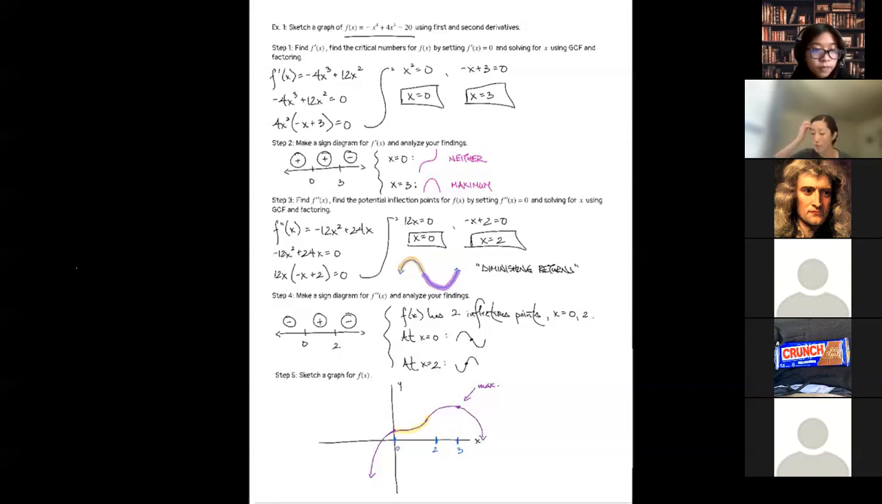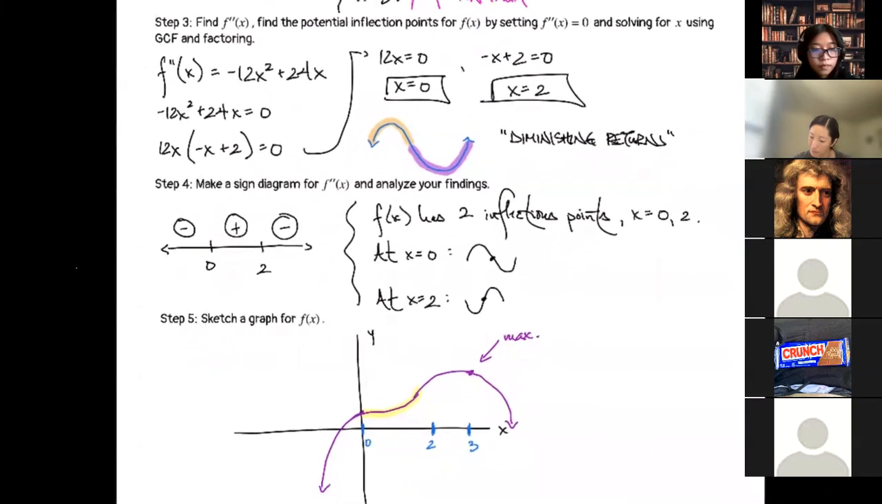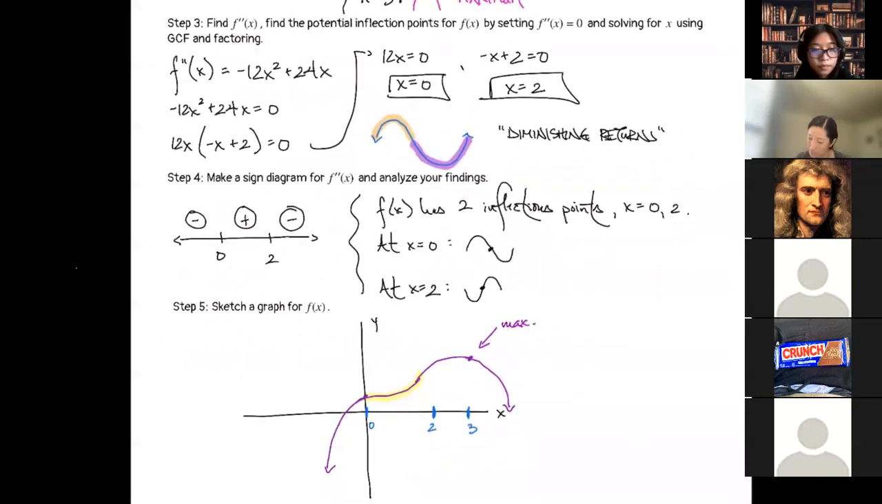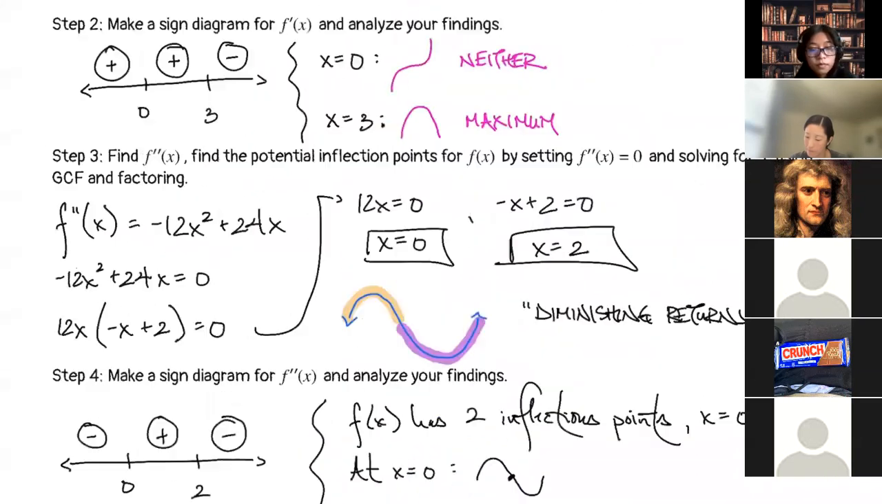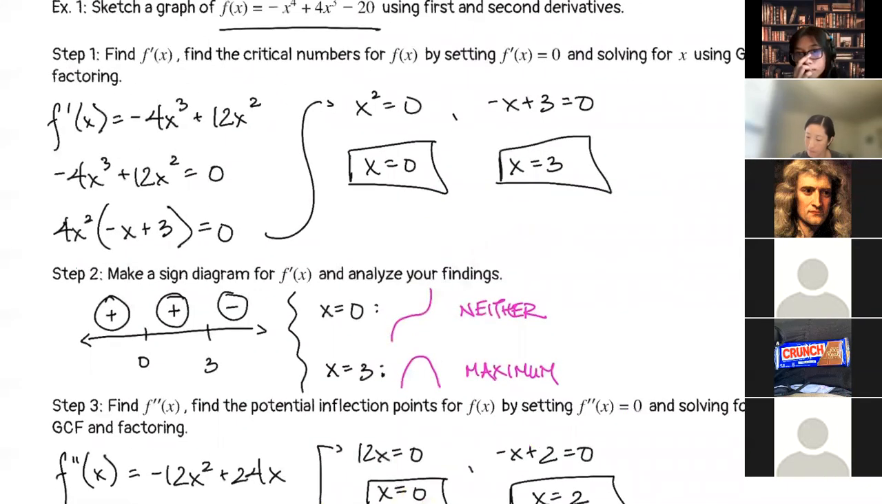What was your question? My question was, at those points at 0 and 2, there are inflection points, but I don't think I quite understand what inflection points are. So can you please remind me of what that is? I think I missed it.